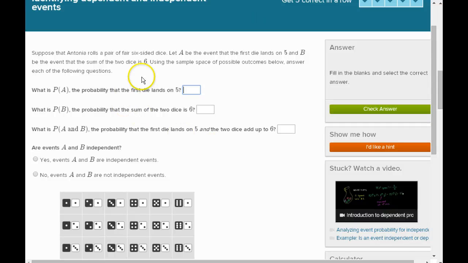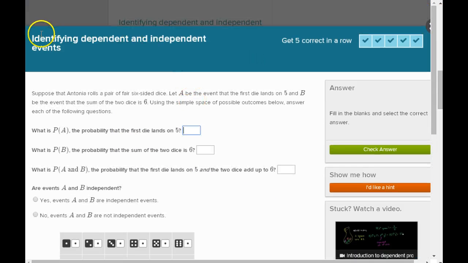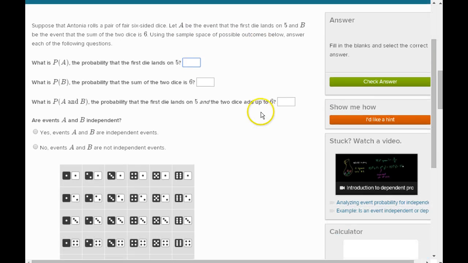Okay, so now we're going to do some sample problems, just showing that we know how to identify dependent and independent events. And we're basically going to use that rule that we just talked about. We'll just see it right here real quick.